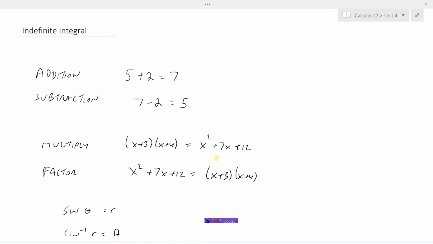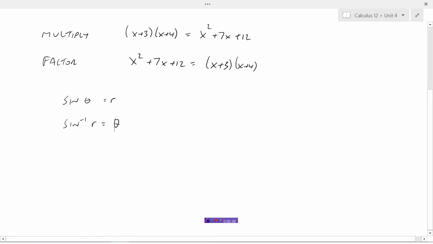If we multiplied these two binomials, we would get this. The opposite of multiplying that out would be factoring it. And so by factoring this, we would end up with our two binomials. And similarly, we could look at sine theta equals a ratio. If you take the inverse sine of the ratio, you're back to your angle. So sine and inverse sine are opposite operations.